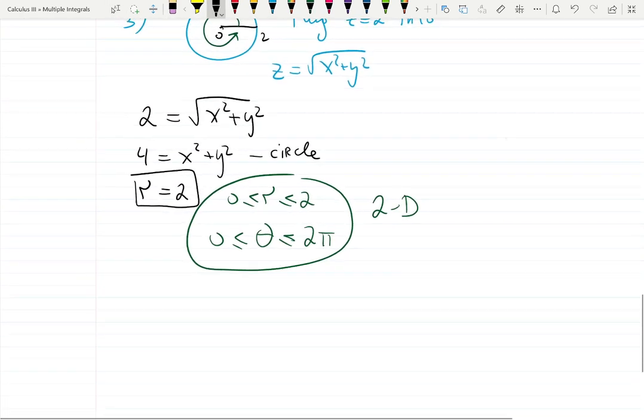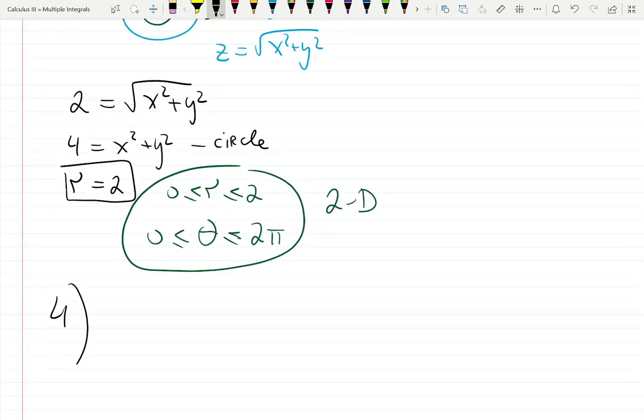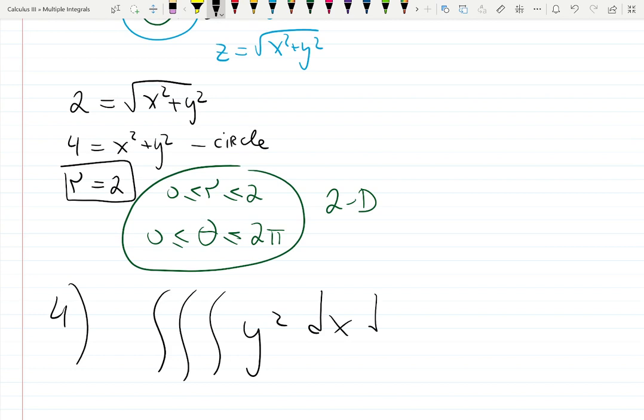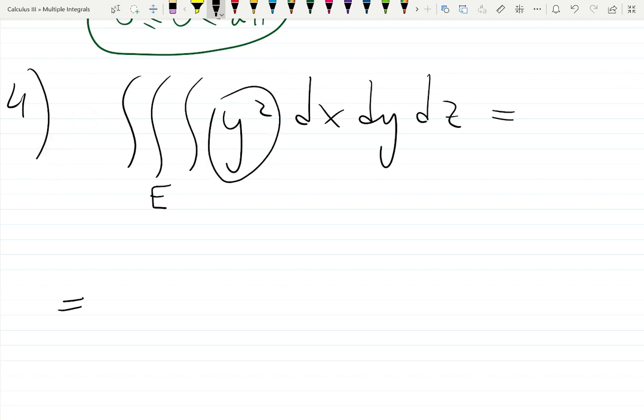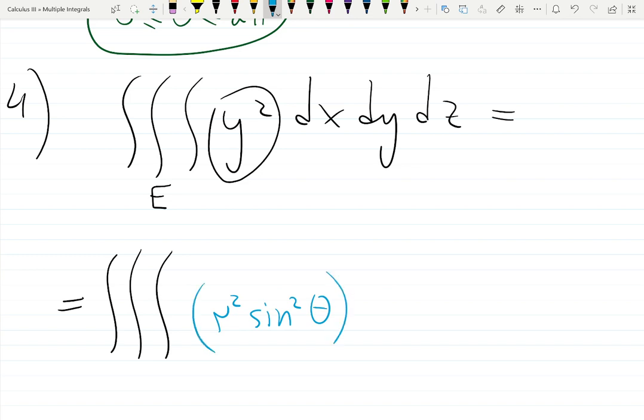Finish up the problem. Step number four, actually building the integral. The triple integral used to be y squared dx dy dz over E. E itself is a three-dimensional object. It's a cone with a cut height. So the whole thing here is four-dimensional, where y squared is this object in four dimensions. Then we converted it all. Y squared became r squared sine squared theta. That's the function inside.